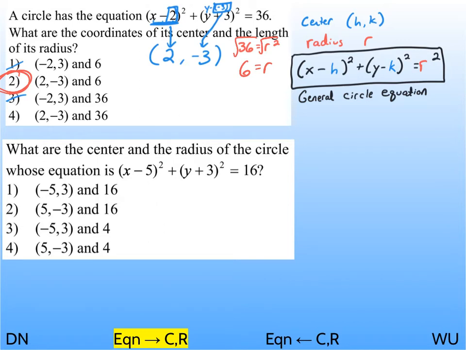Okay, so hopefully you got the right answer here, but let's check it real quick. The center, remember we're going to change the signs of this. So instead of negative 5, that's positive 5. Instead of positive 3, that's negative 3. And we have to take the square root of this to find the radius. The radius is going to be 4. So our answer is 5, negative 3 for the center and 4 for the radius, which is choice 4.